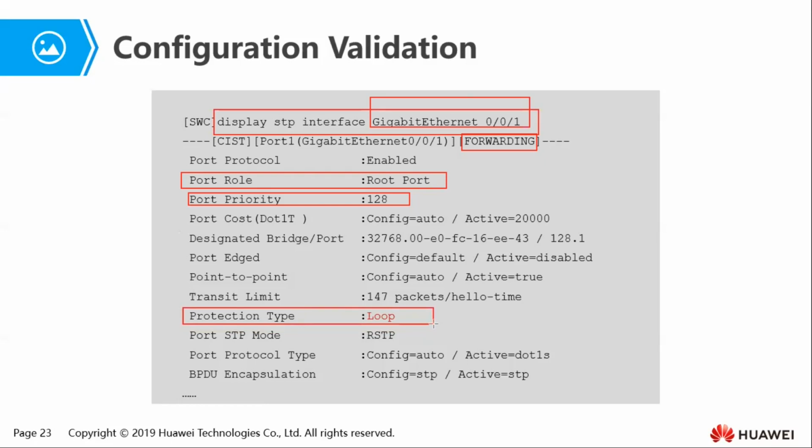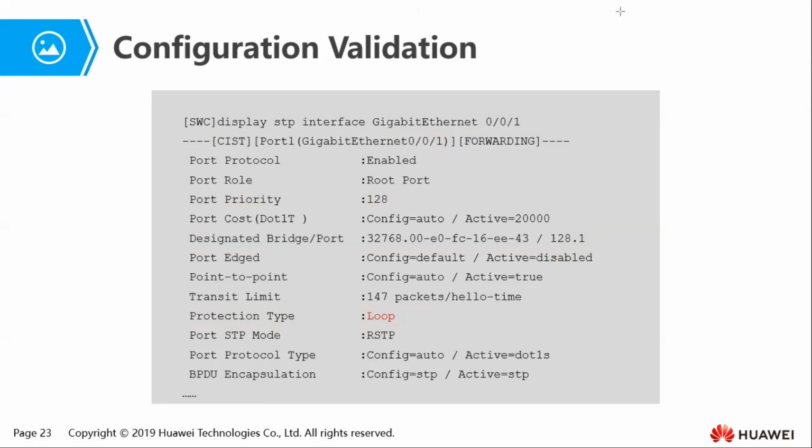So protection type: loop. You can also see the port STP mode is RSTP. And you can see that the root bridge ID is that, while the root port ID is that. So the root port ID is actually the port priority together with the port number. So 128.1. Okay.